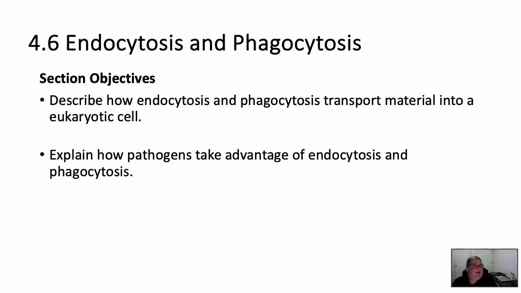Our section objectives for 4.6 are that we need to be able to describe how endocytosis and phagocytosis transport material into a eukaryotic cell. We need to be able to explain how pathogens can take advantage of endocytosis and phagocytosis to gain access to the cell.